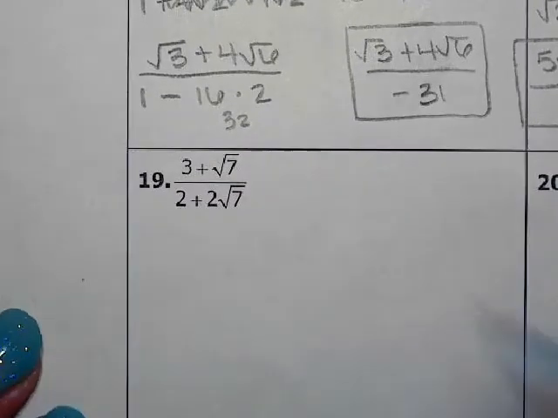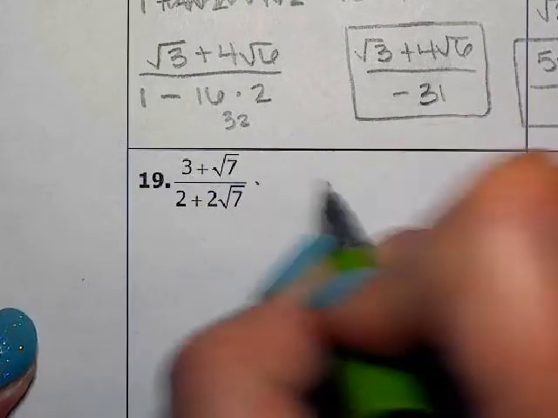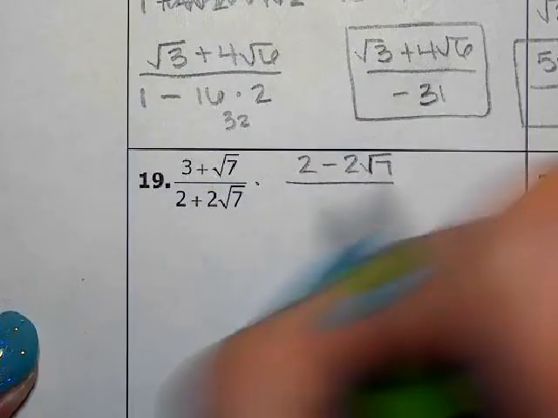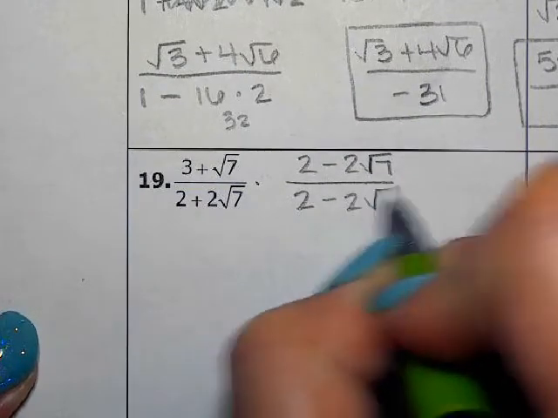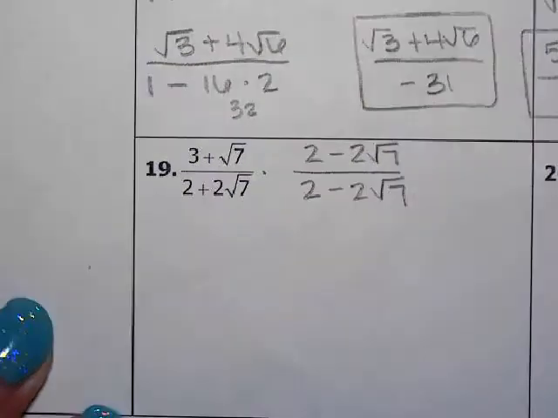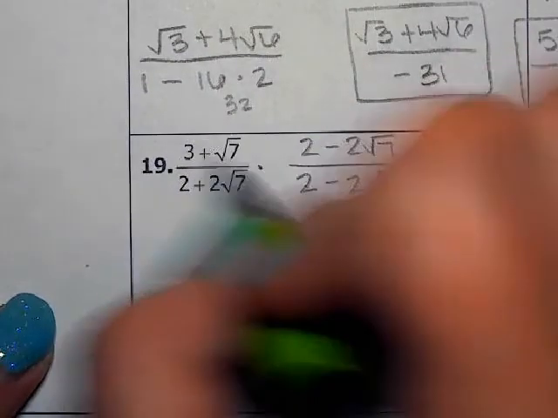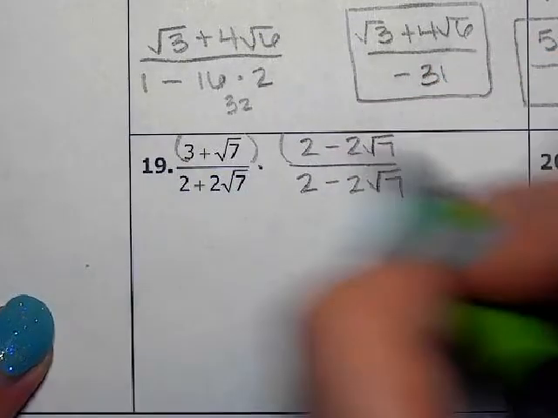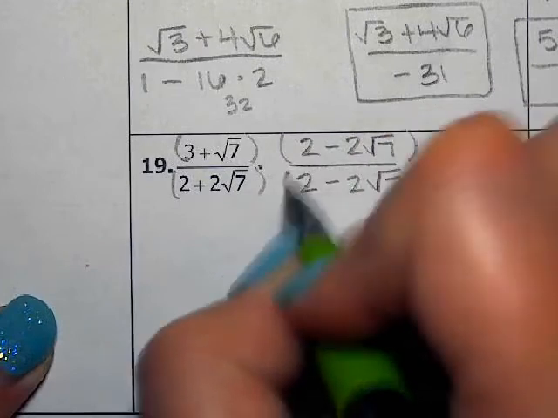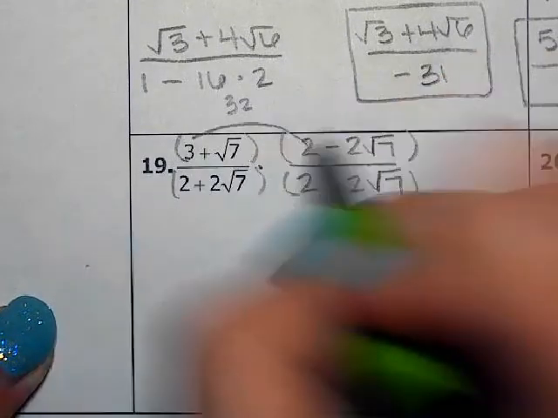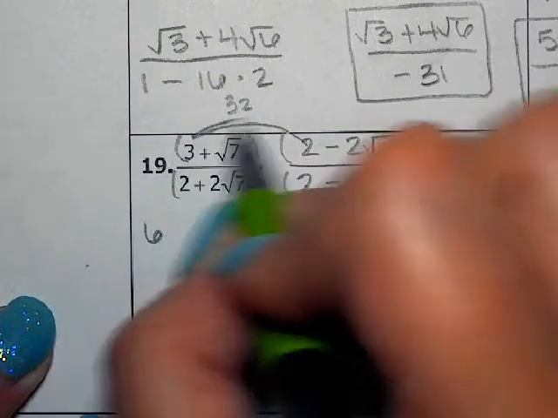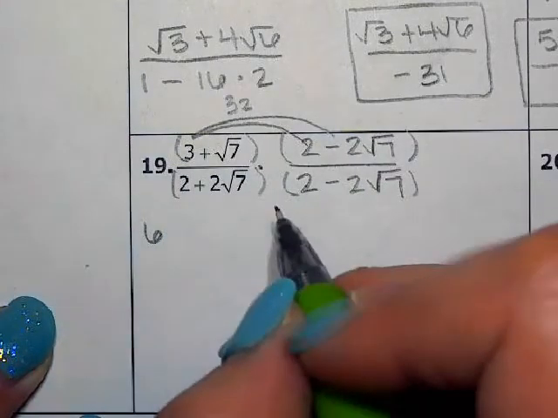Okay, we're going to multiply by the conjugate. 2 minus 2 root 7, 2 minus 2 root 7. Okay. We're going to FOIL. We're going to hope for the best. So the top is probably going to stay gross. The bottom is going to clean up nicely. Alright, 3 times 2, 6. 3 times negative 2 root 7 is negative 6 root 7.